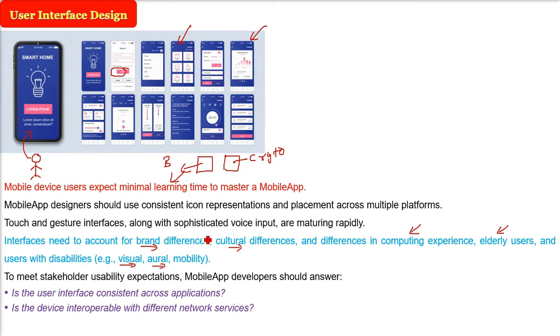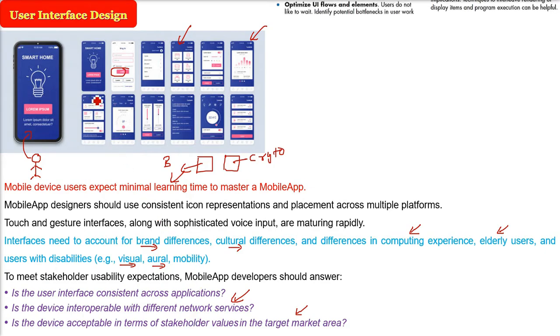Is the device interoperable with different network services? Because you have different service providers, ISPs, and different connectivity you are going through while using your mobile. Is the device acceptable in terms of stakeholder values in the target market area? That is, whatever the user asks you for in the market, are you able to provide everything?